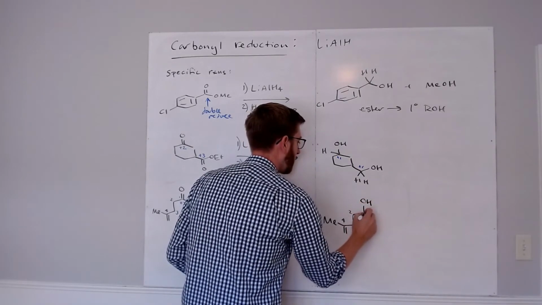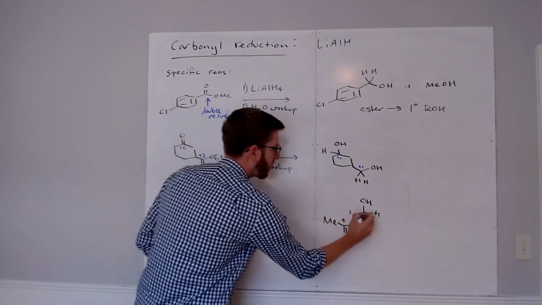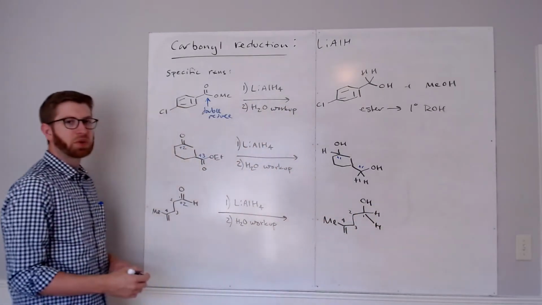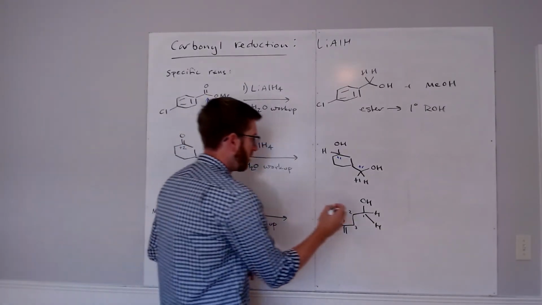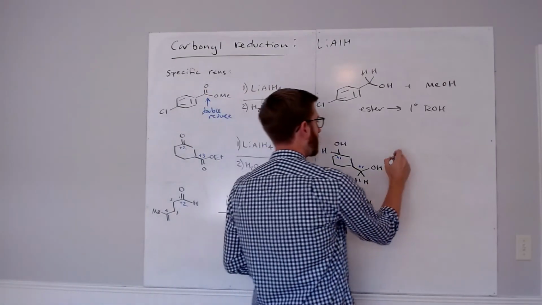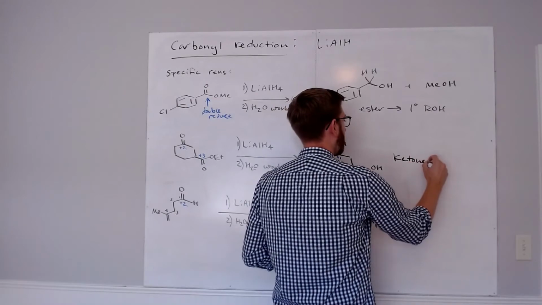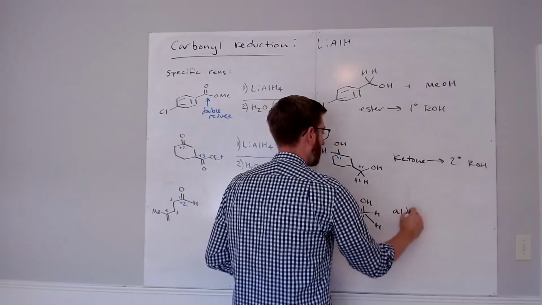It will become an alcohol. One of the hydrogens was already there as part of the aldehyde, and then the other will come from the reducing agent, the lithium aluminum hydride. So we're going from +2 to +1. And just like we had ketone to a secondary alcohol, we'll have an aldehyde to a primary alcohol.